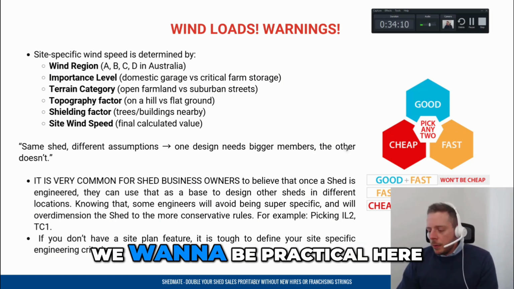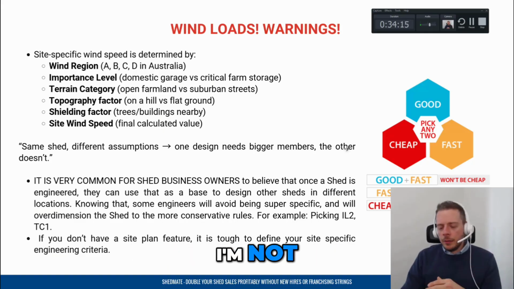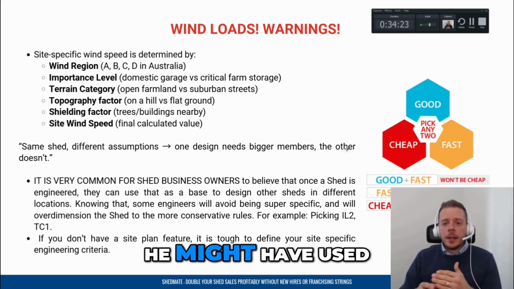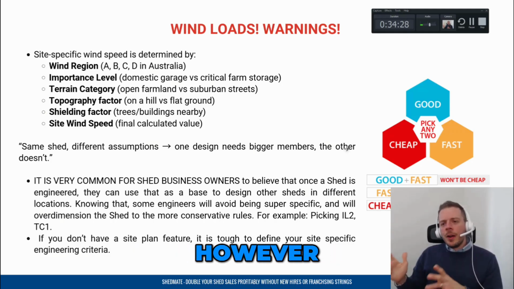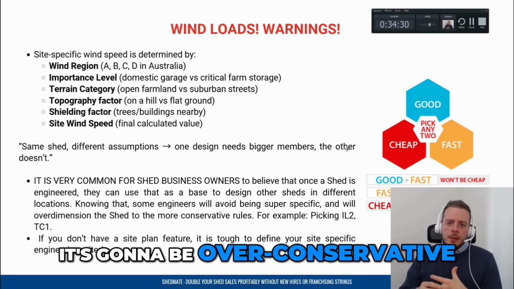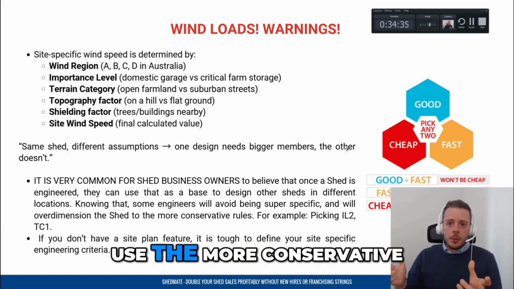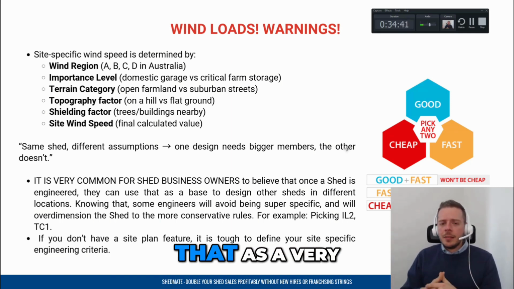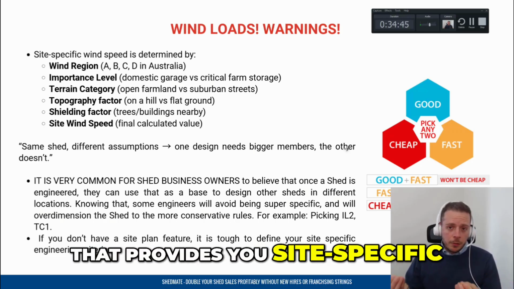But obviously, guys, we want to be practical here. That's why this library of computations is created in the first place, right? I'm not saying that if you're using a library of comps, you're totally wrong, because the engineer who did that for you might have used the worst-case situation. In that case, you can use that library of comps. However, it's going to be over-conservative, because for some projects where you could use lighter frames, you'll have to use the more conservative solutions, because it's considering those higher winds. I don't see that as a very practical way. So it might be good for you to use a system, once again, that provides you site-specific engineering.